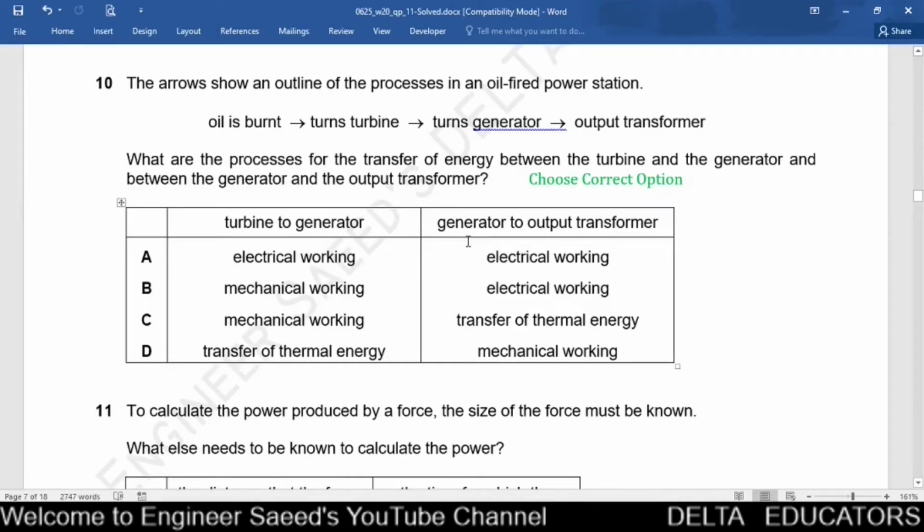Now we check the second column. In the second column we are given generator to output transformer. From generator to output transformer we have electrical energy or electrical working. Now electrical working is given in option B. So our correct option will be option B. Turbine to generator we have mechanical working and generator to output transformer we have electrical working. So the correct option will be option B.